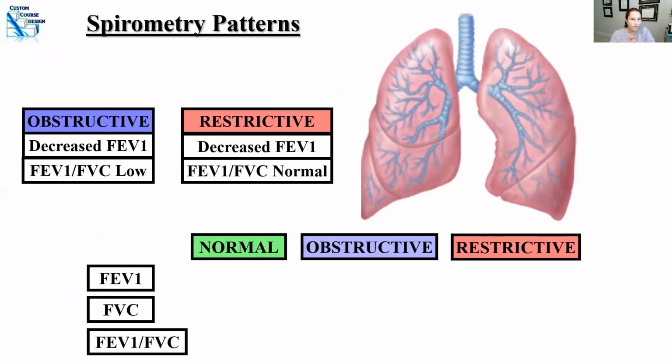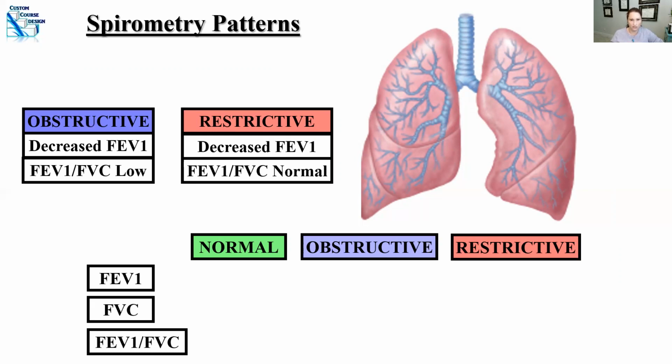So let's walk through why we see this. For the spirometry patterns, I want you to memorize that obstructive has a decreased FEV1 and a decreased FEV1 over FVC. Restrictive is going to have a decreased FEV1, but the FEV1 over FVC is going to be normal. So let's look at why that is.